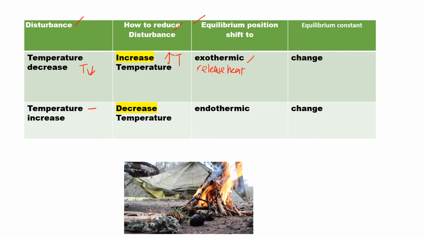So how about the temperature increase? Disturbance: temperature increase, very hot. So you need to decrease the temperature by shifting to the endothermic side. Endothermic side means absorbing heat. So now we're talking about the system absorbing heat from the environment. Now how about the K? The K will change, because the law of mass action says the K will change when the temperature changes. So only temperature will change the equilibrium constant.